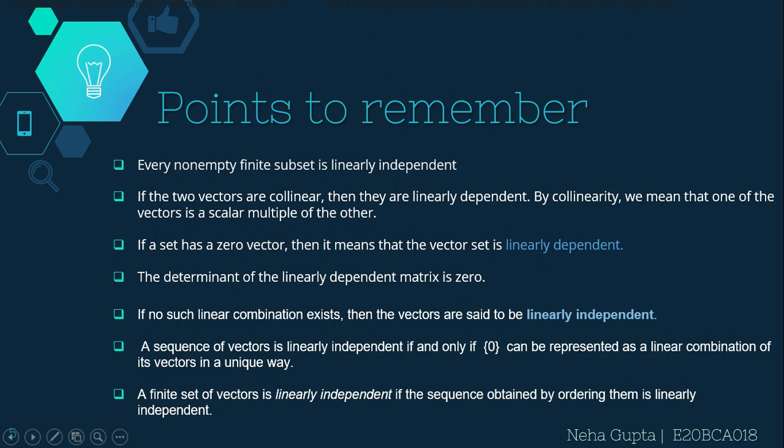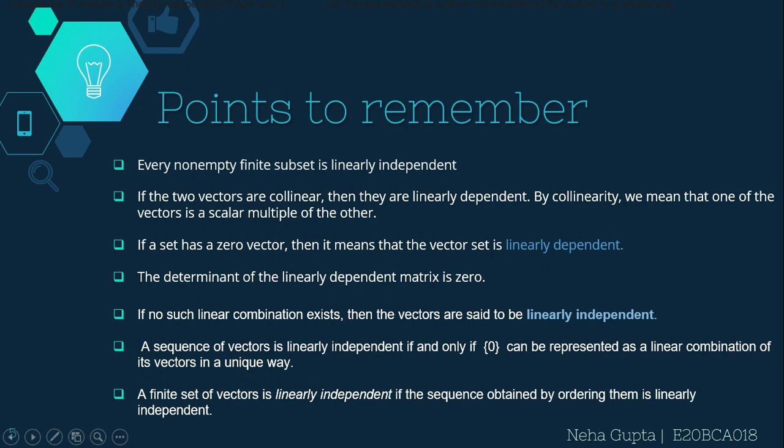The fourth one: the determinant of a linearly dependent matrix is always 0, and for linearly independent vectors the determinant will always be non-zero. Now the fifth: if no such linear combination exists, then the vectors are said to be linearly independent. And the sixth one: a sequence of vectors is linearly independent if and only if the zero vector can be represented as a linear combination of its vectors in a unique way.